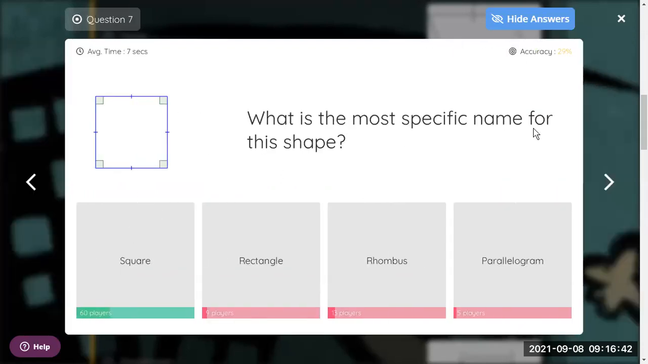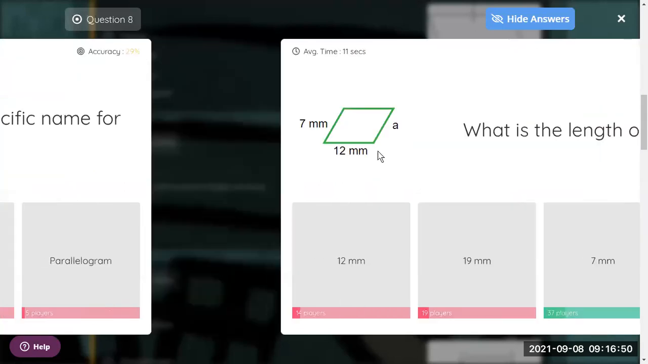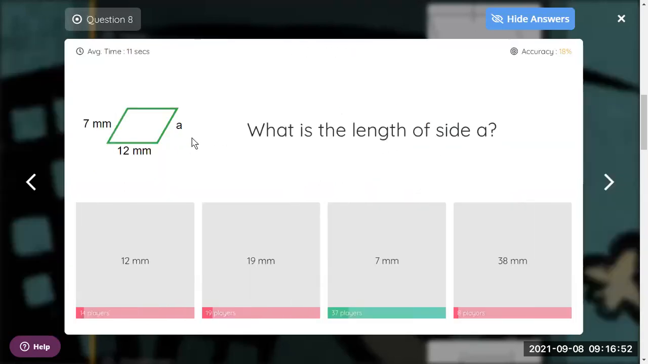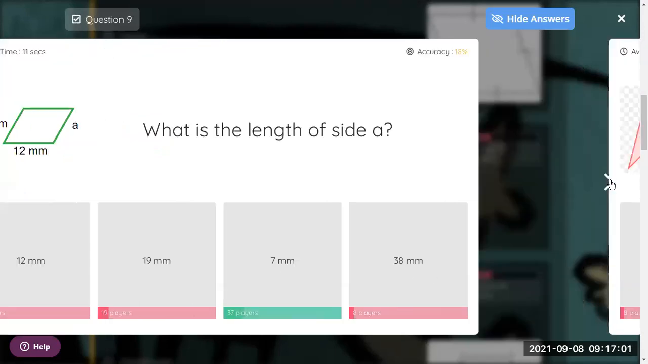What is the most specific name of this shape? All sides are equal and all angles are 90 degrees. This is a square. What is the length of this side A? We know this is a parallelogram, so opposite sides are equal. A equals 7 millimeters in this case.